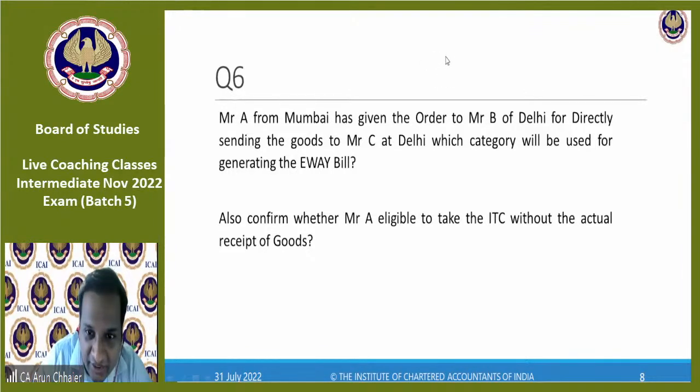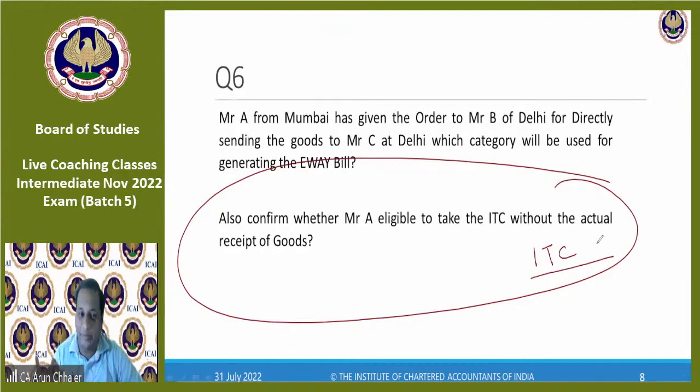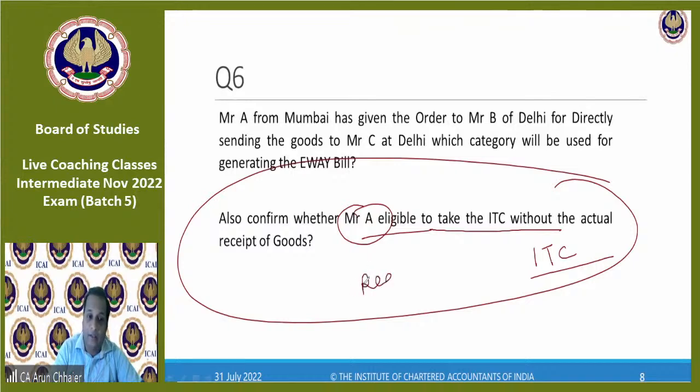Now, this question is with respect to the ITC chapter. If anyone can give the answer, that is really appreciable. I am asking the question interlinking with the ITC chapter. Please confirm whether A is eligible to take the ITC without actually having received the goods. Along with the reason, you need to give the answer. What is the reason? Give me the reason that without actually receiving the goods, Raghavan can avail the ITC.